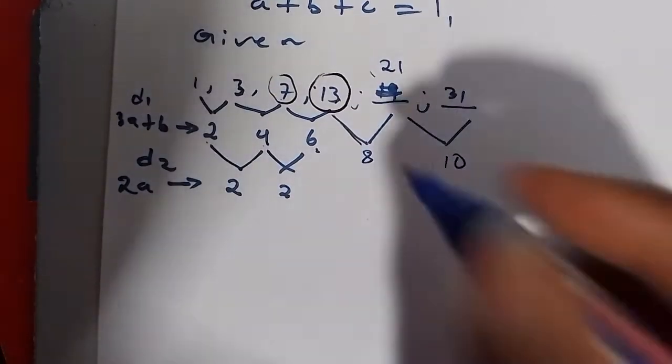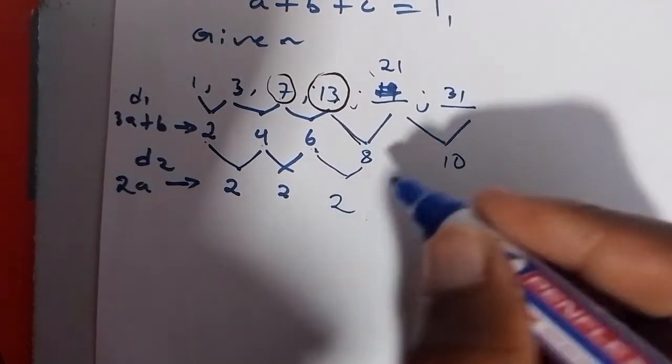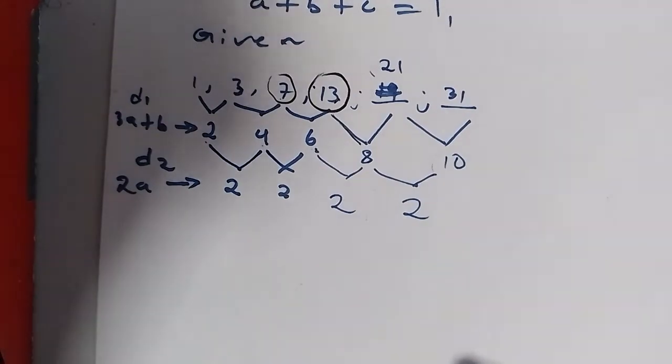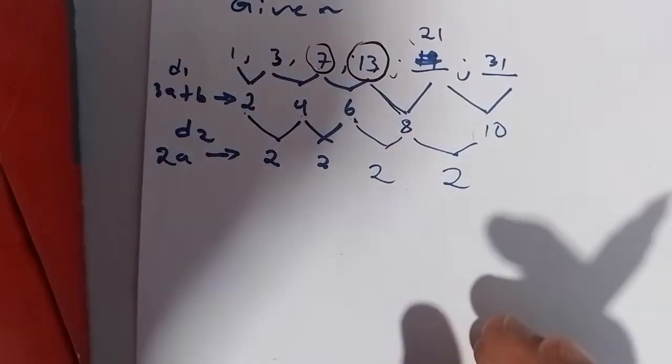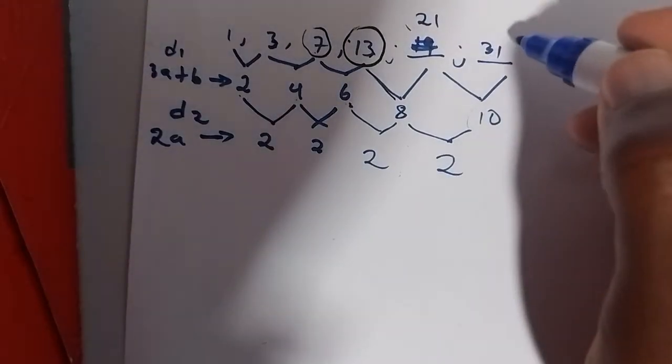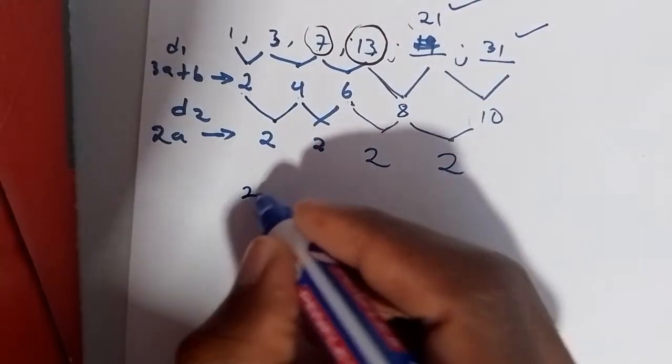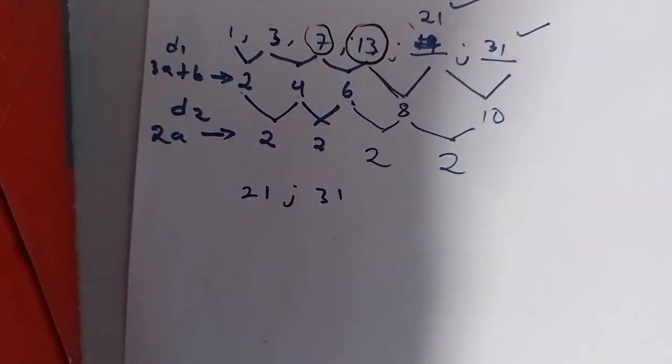Right? Now, this minus this is 2, this minus this is 2. We have calculated the next two terms, which are 21 and 31. Let's move to the next question.